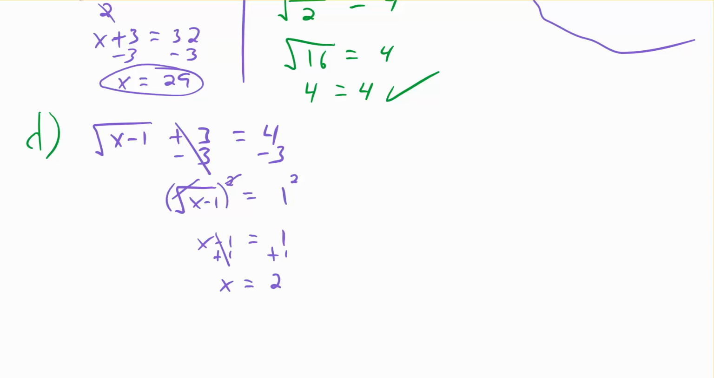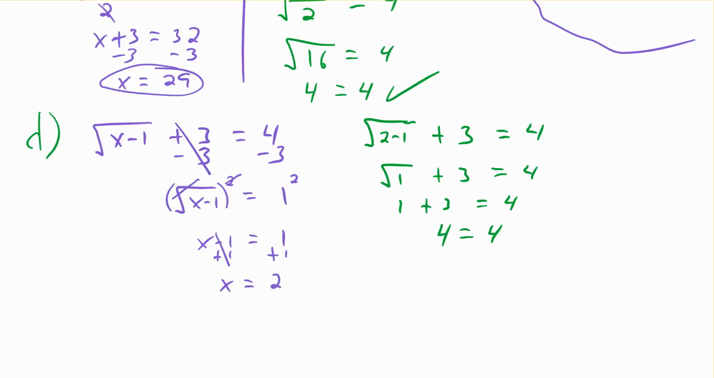So I want to check that. And when I do check it, when I put 2 in place of x and actually just do the calculation, I end up with 4 is equal to 4. So we're good. All right, last one.